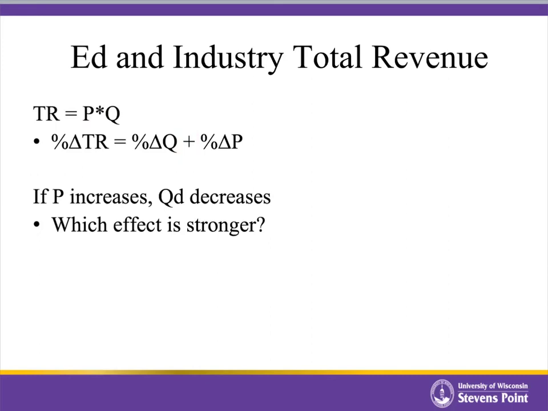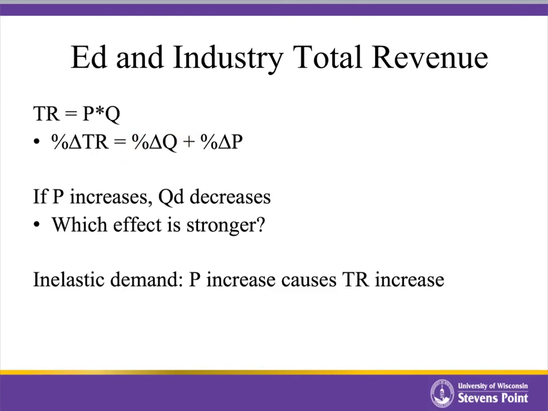if we see that the price is increasing, so the price here is going up, quantity demanded would be going down in response, and our question is, what happens to total revenue for the industry? The price change is pushing our total revenue up, but the quantity change is pushing total revenue down. To know what happens to overall total revenue, we need to know which of these effects is stronger, and that's what elasticity tells us.